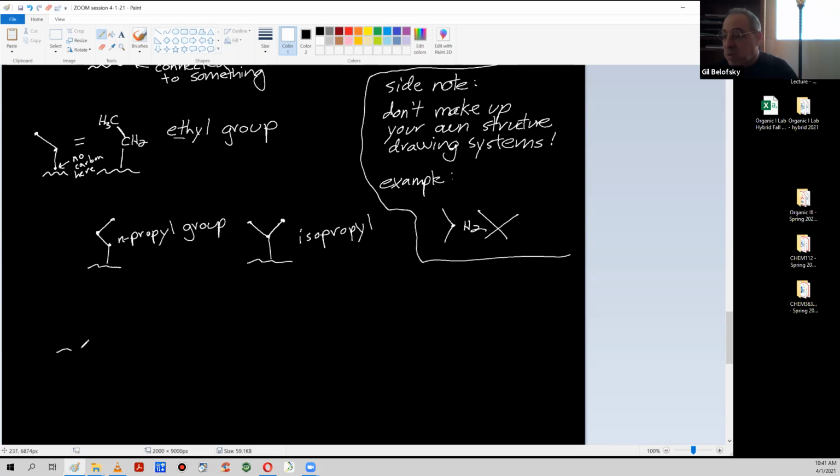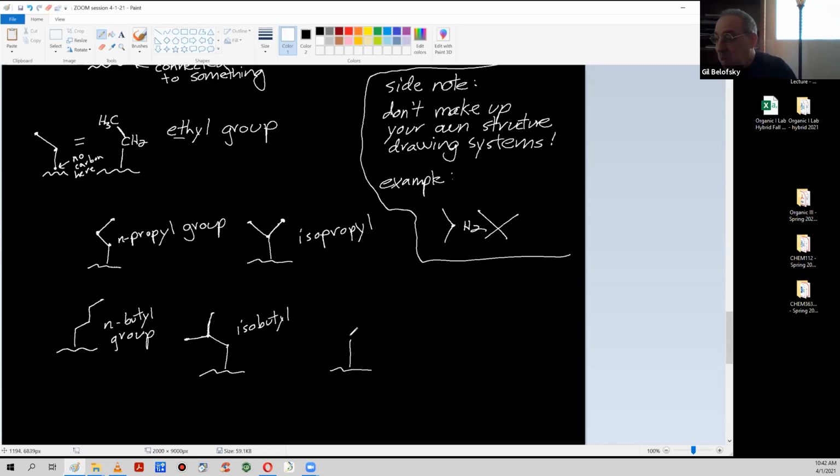Then once you get into the butanes, you get more isomers. So N-butyl, 1, 2, 3, 4 carbons, N-butyl group. Now this has other isomers, like branching ones. So 1, 2, 3, 4 carbons, isobutyl group. So far, so good. Kind of making sense. But then since there's more, the names get wackier.